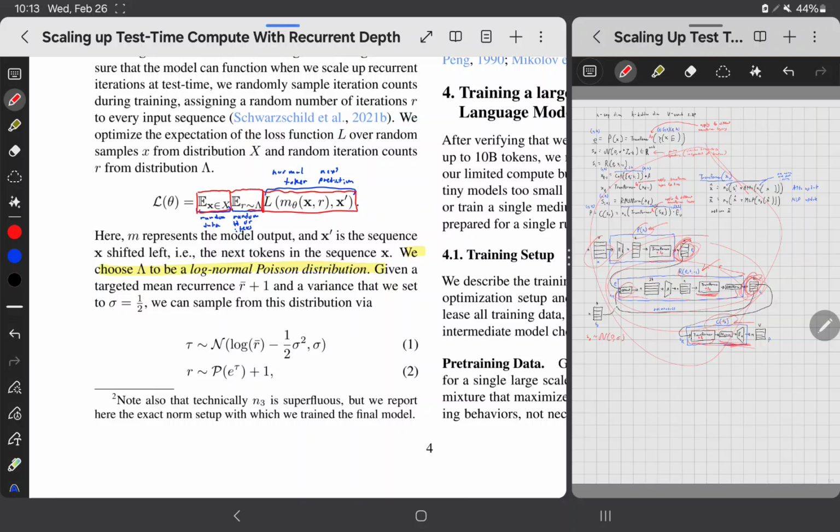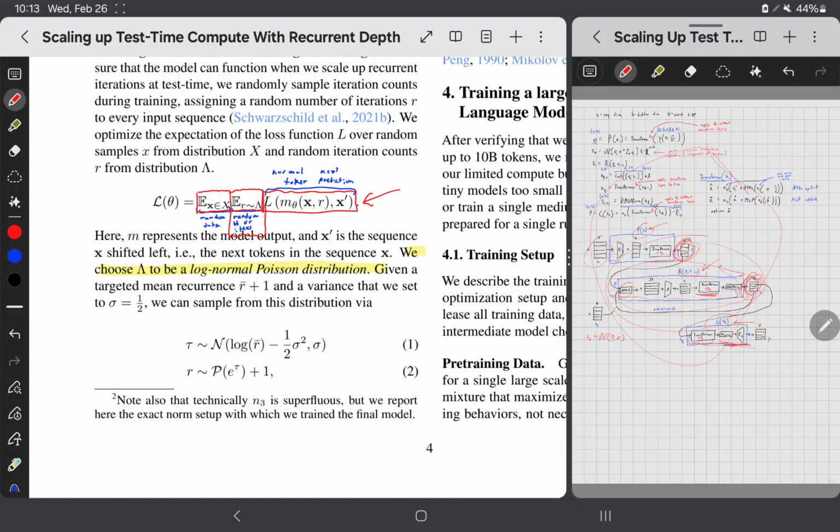They also take the expectation over the random number of iterations. So normally we just take the expectation over the data, and this is just our negative log likelihood for our next token prediction. This is also the expectation over the random number of iterations.